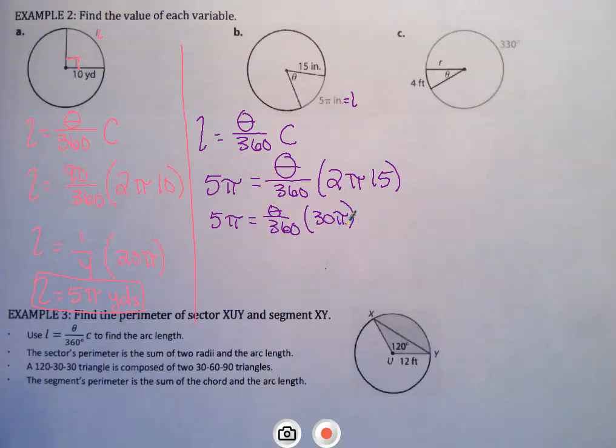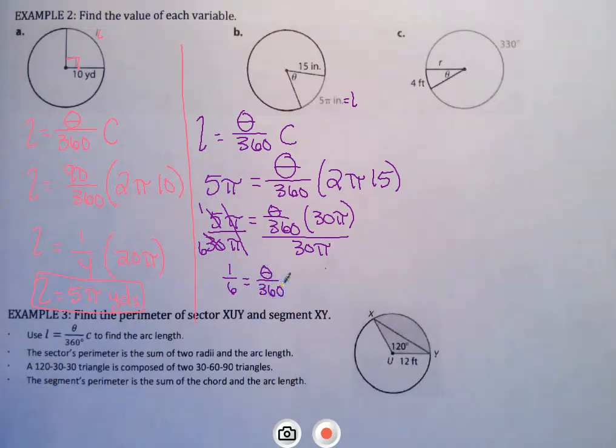We good with that? Okay, then what do we do? Do we divide the 30 and the 5? Yep, we're going to divide by 30 pi on both sides. It's going to get rid of both of them because they stay together. Pi divided by pi is just 1. And then we reduce here. So 1 over 6. Now we have 1/6 equals theta over 360.